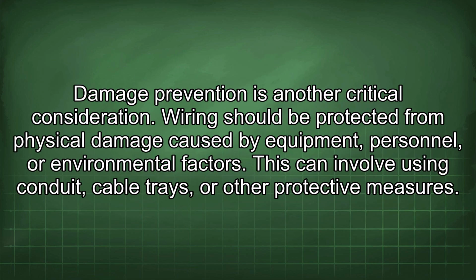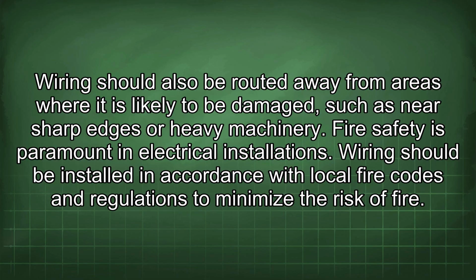Damage prevention is another critical consideration. Wiring should be protected from physical damage caused by equipment, personnel, or environmental factors. This can involve using conduit, cable trays, or other protective measures. Wiring should also be routed away from areas where it is likely to be damaged, such as near sharp edges or heavy machinery. Fire safety is paramount in electrical installations.